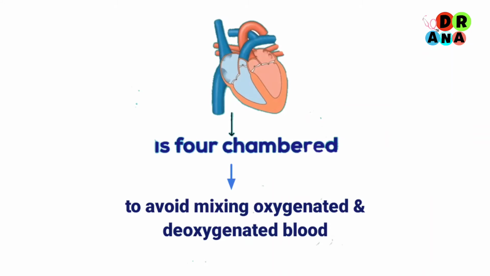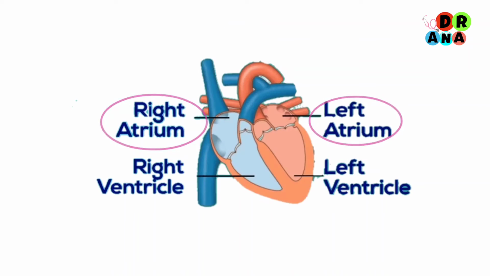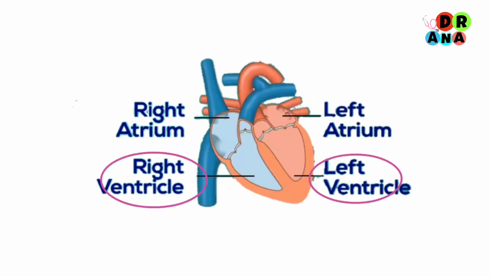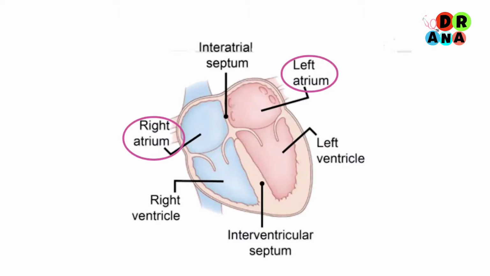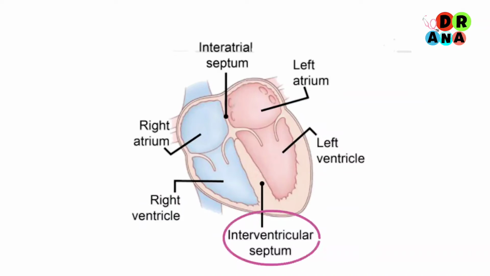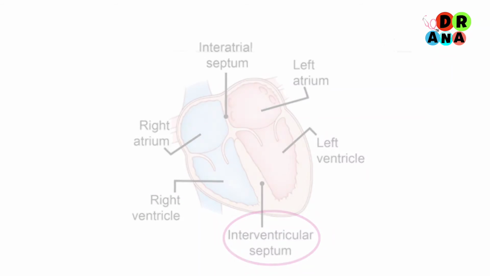It consists of 4 chambers: right and left atria, right and left ventricles. The atria are separated from each other by the interatrial septum, and the ventricles are separated by the interventricular septum.